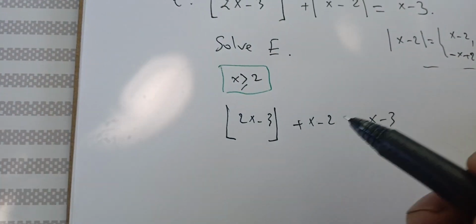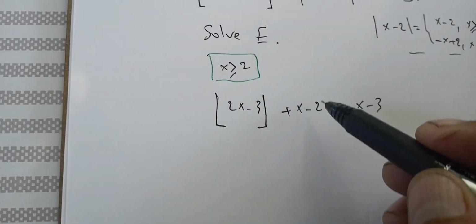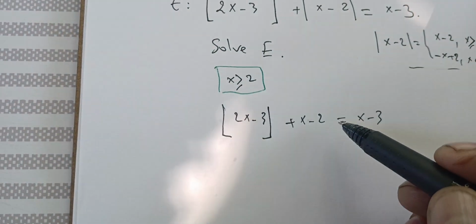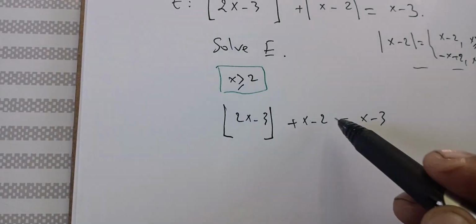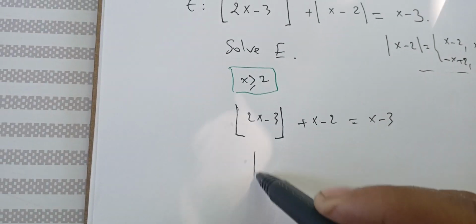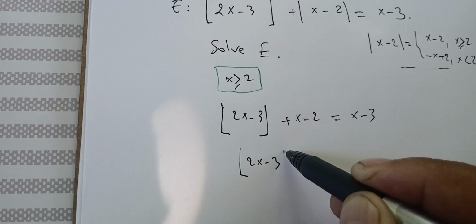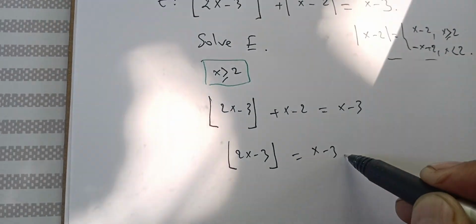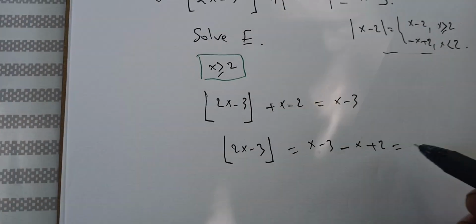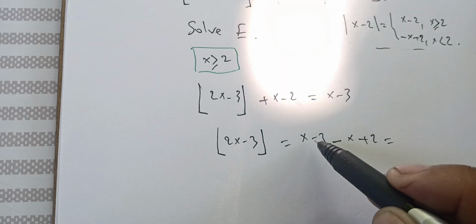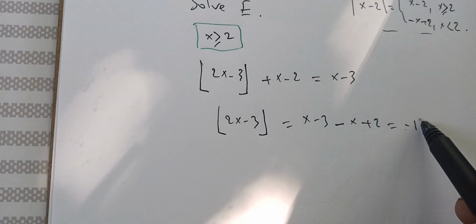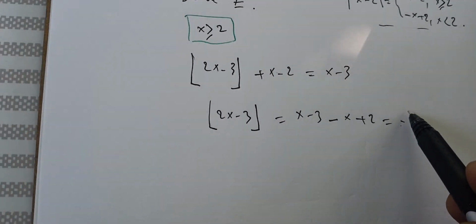Now we can simplify. We can add minus x plus 2 to both sides, and we get the floor of 2x minus 3 is equal to x minus 3 minus x plus 2, which is equal to minus 1. Minus 1 is in Z, okay?